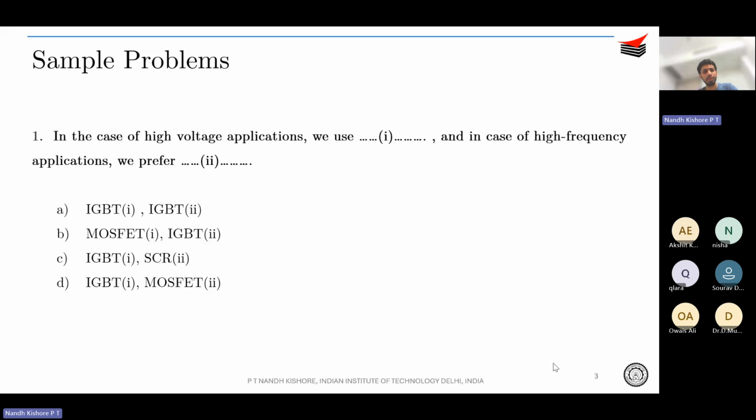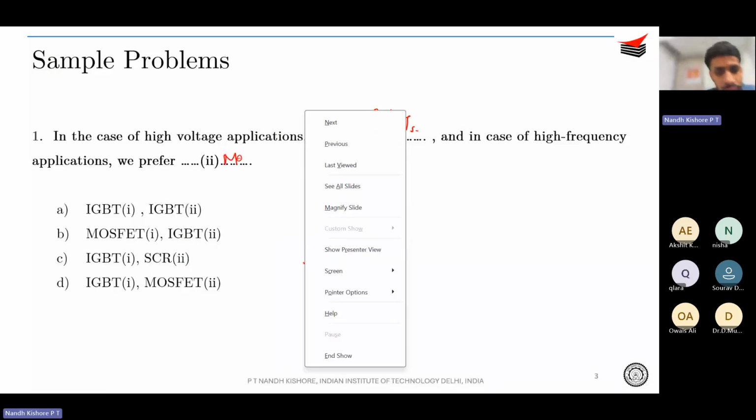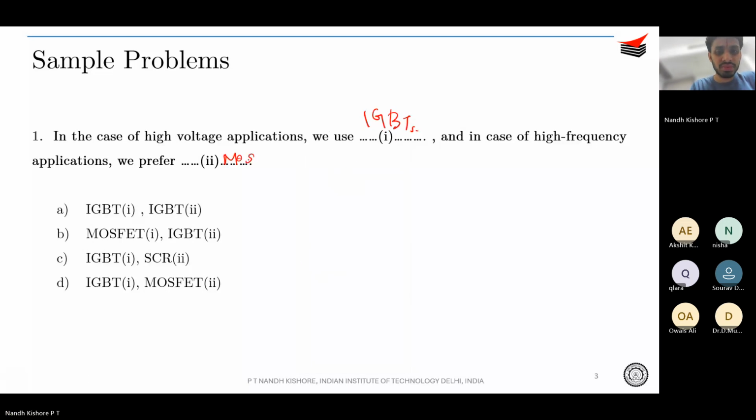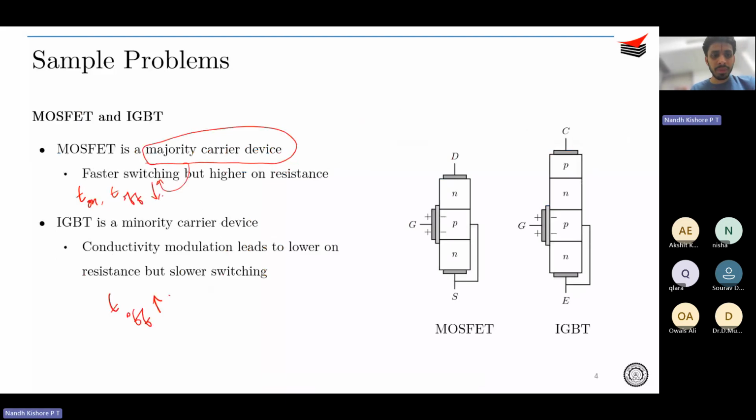Right. So this is a pretty simple question. In the case of high voltage applications, we use dash, and in case of high frequency applications, we prefer dash. So since in this week you learned about both devices that answer this question, I think you can answer. For high voltage applications, we prefer IGBTs, and for high frequency applications, we prefer MOSFETs. Okay. So yeah, option D.